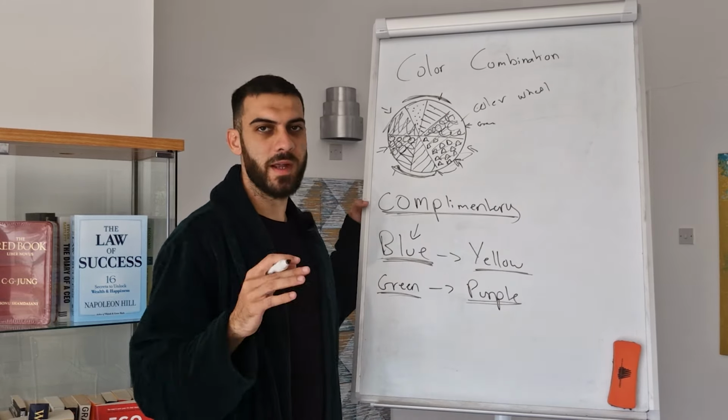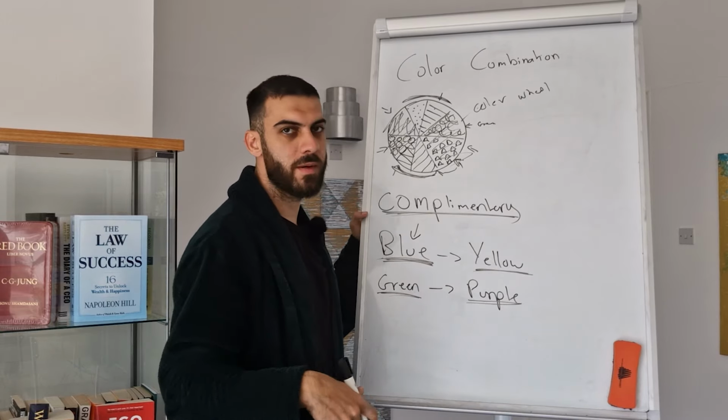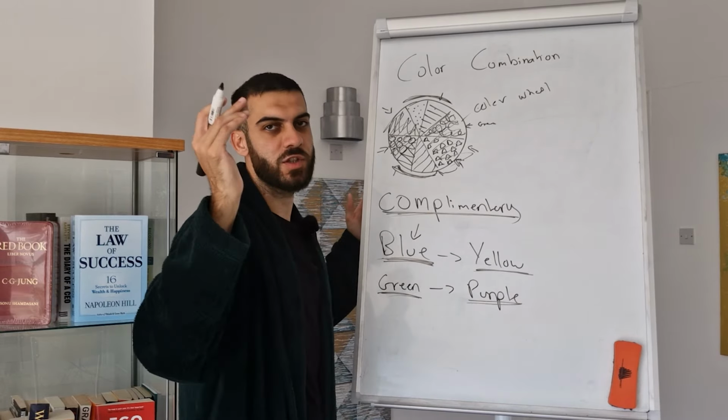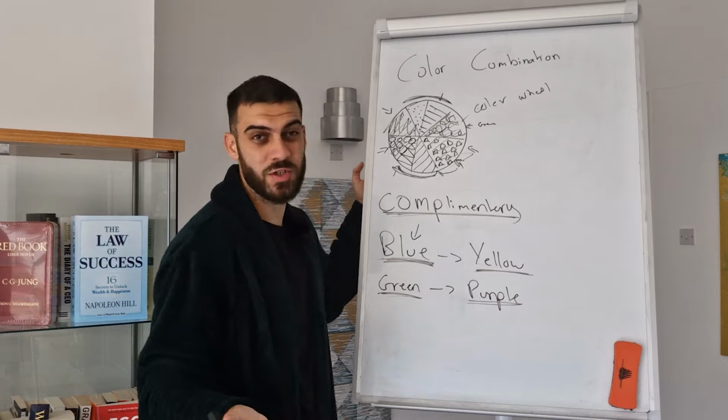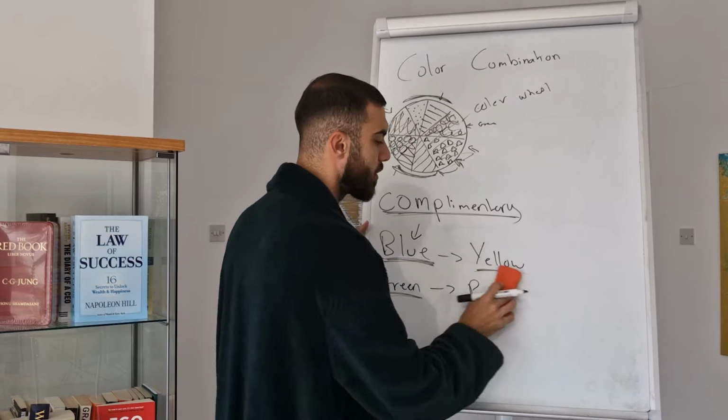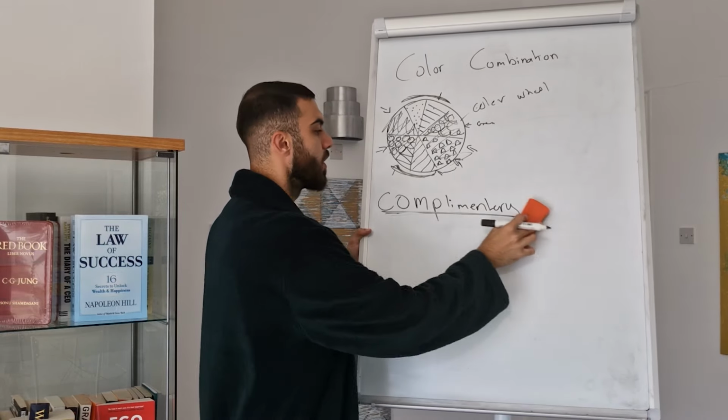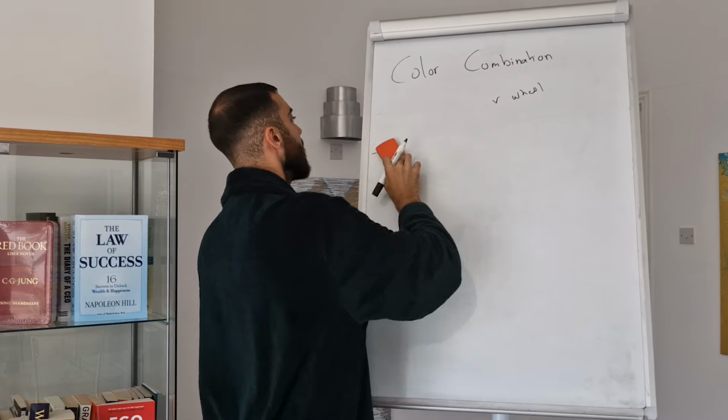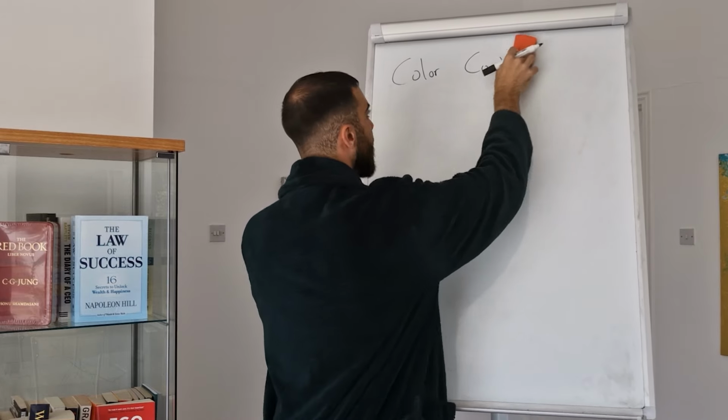Now, there's many, many other color combinations. I can't go through all of them. But you have analogous and triadic and tetradic and a bunch of other ones. You have split complementary as well. But it's way too complicated for me to go through in this video. If you want to see all the color combinations, everything I talk about, if you're part of the community, you have access to those videos.